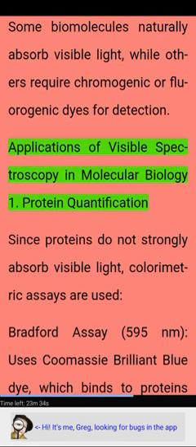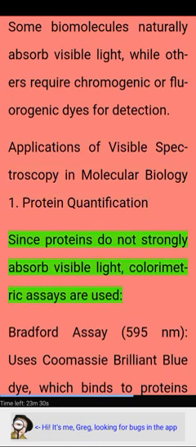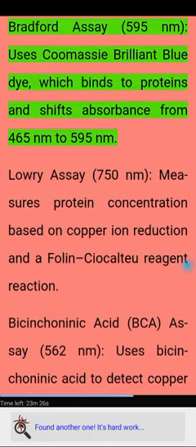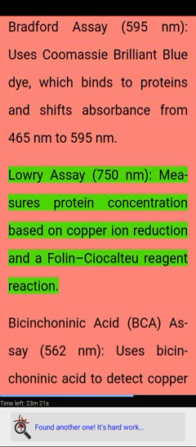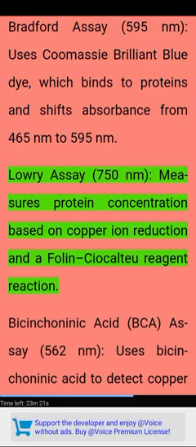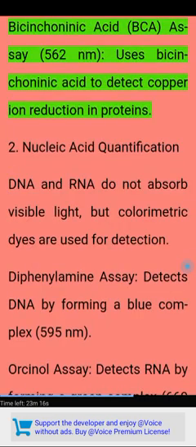Applications of visible spectroscopy in molecular biology. 1. Protein quantification. Since proteins do not strongly absorb visible light, colorimetric assays are used. Bradford assay (595 nanometers) uses Coomassie brilliant blue dye, which binds to proteins and shifts absorbance from 465 nanometers to 595 nanometers. Lowry assay (750 nanometers) measures protein concentration based on copper ion reduction in a Folin-Ciocalteu reagent reaction. Bicinchoninic acid (BCA) assay (562 nanometers) uses bicinchoninic acid to detect copper ion reduction in proteins.